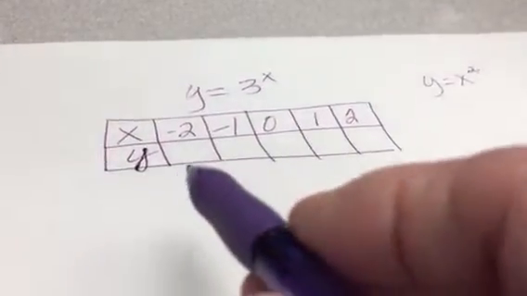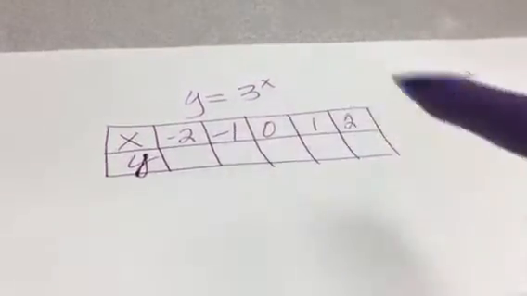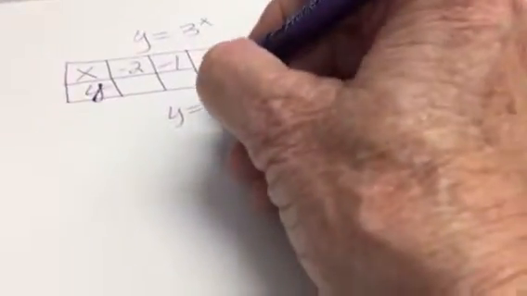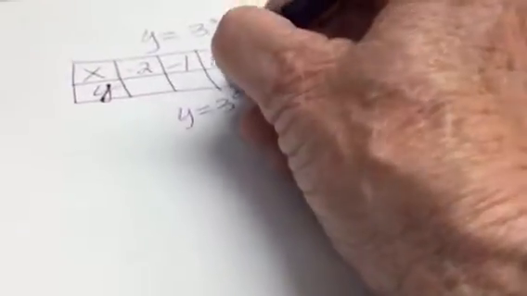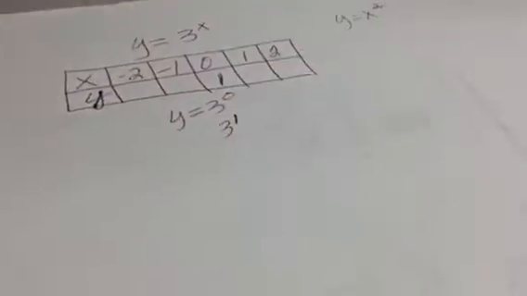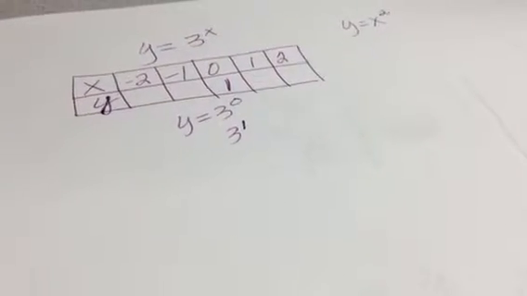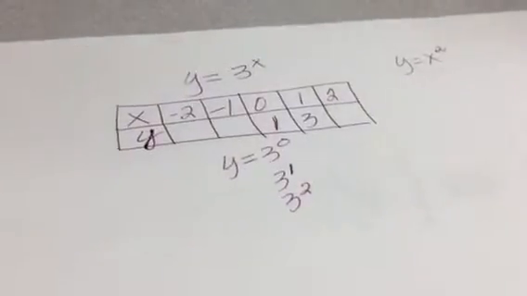Now we have to figure out what to put in the y. Well, it says y equals 3 to the x power. What if I say y equals 3 to the 0 power? It equals 1. So I'm going to put a 1 right there. Anything to the 0 power is 1. What if I say 3 to the first power? Well, it's just 3. What if I say 3 to the second power, which means 3 squared? 3 squared is 9.